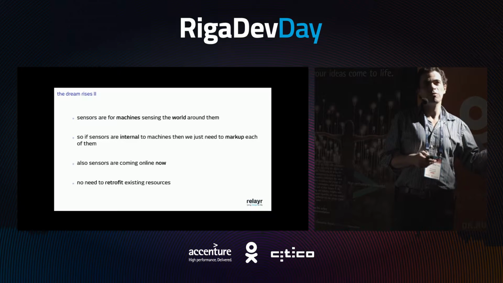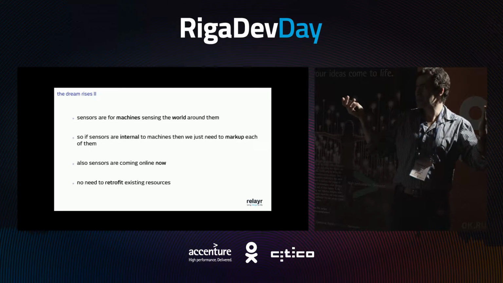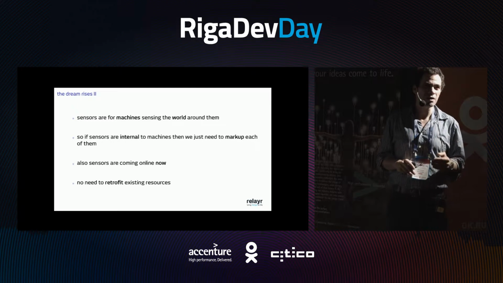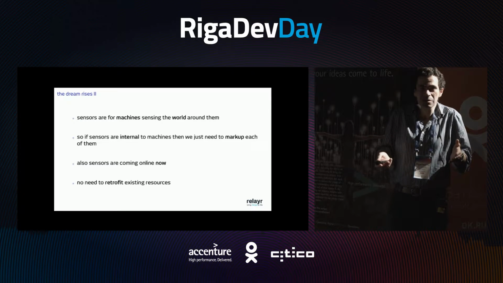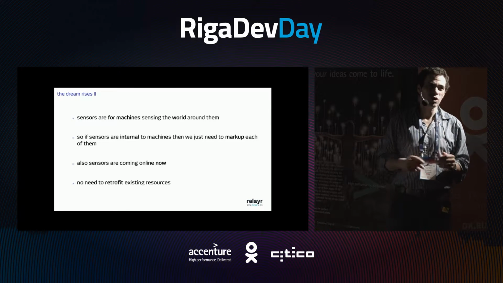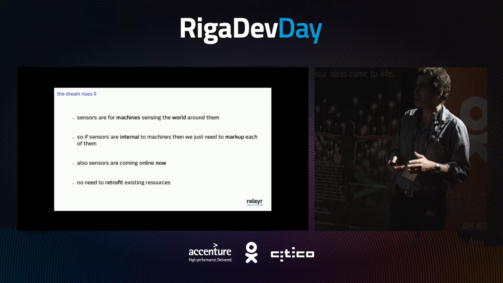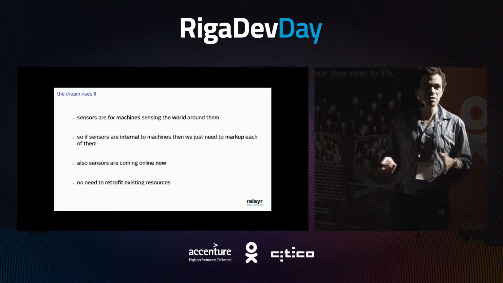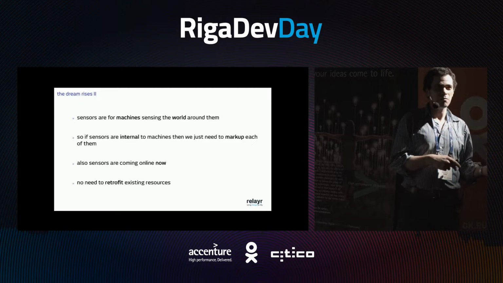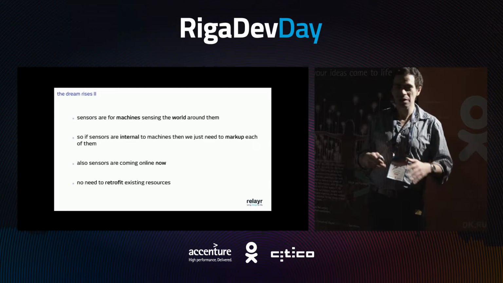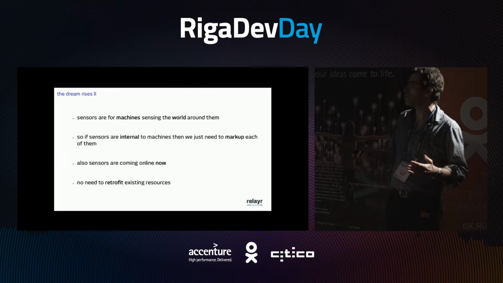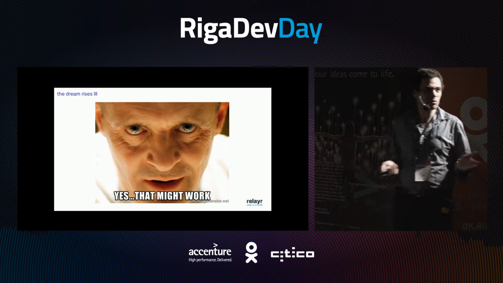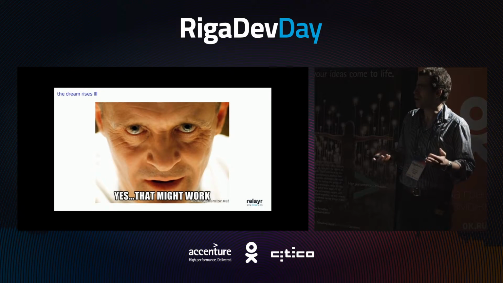So we don't need to retrofit these resources, okay? Because this IoT revolution is coming now, right after the trail of the smartphone revolution. So if the things are coming online now, it's a good time to address this issue and not make the same mistake as the web, which had an organic development, and then they tried to retrofit the semantic web. So yes, that might work. So let's see how we can approach this.